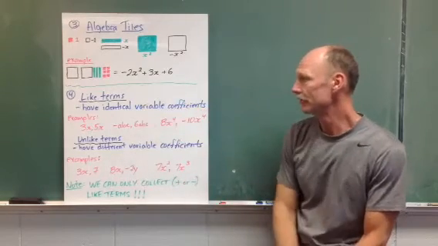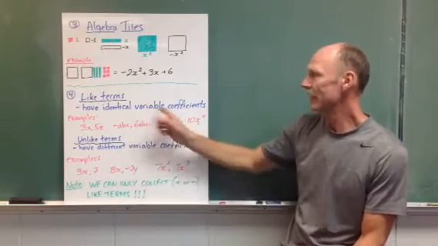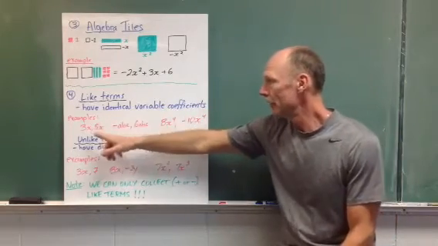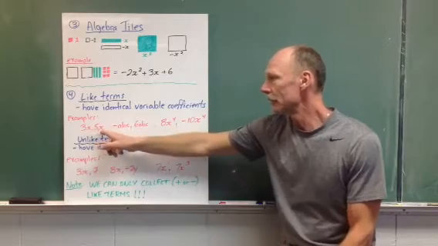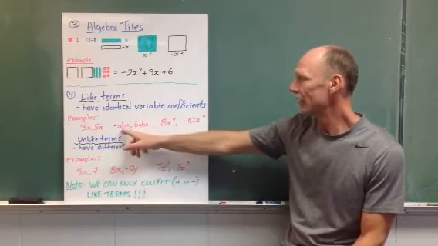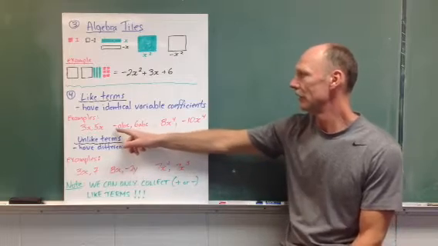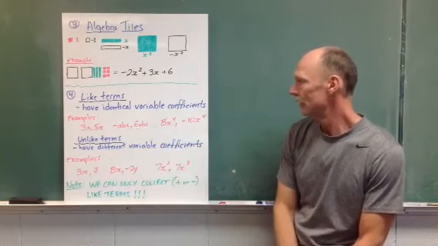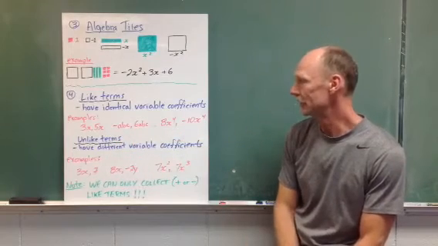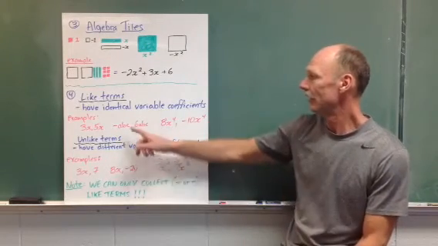Okay, like terms. Like terms have identical variable coefficients. Okay? For example, 3x and 5x have the same variable coefficient, x and x, so those are regarded as like terms. As are negative ABC and positive 6ABC. It does not matter about the numerical coefficients, nor does it matter about the signs of those coefficients. It just matters about the variable coefficients.